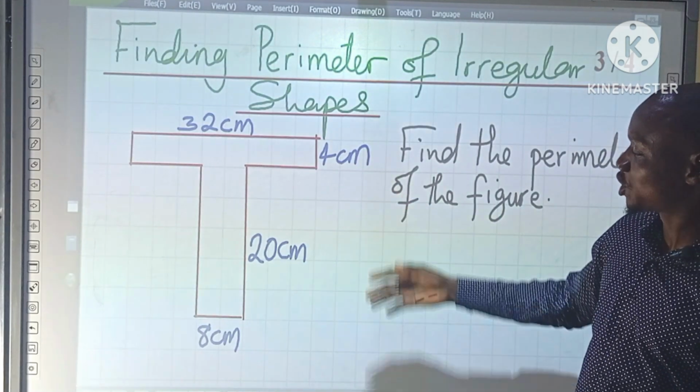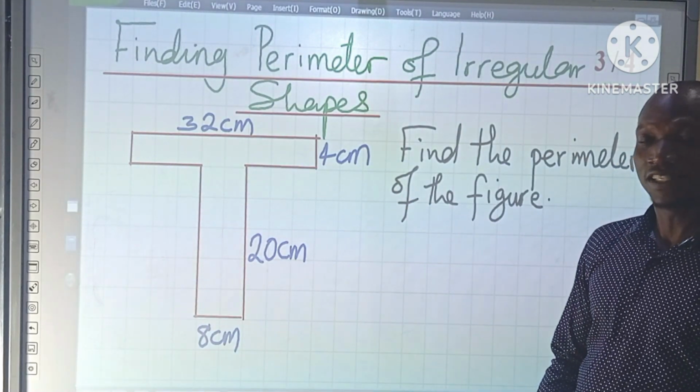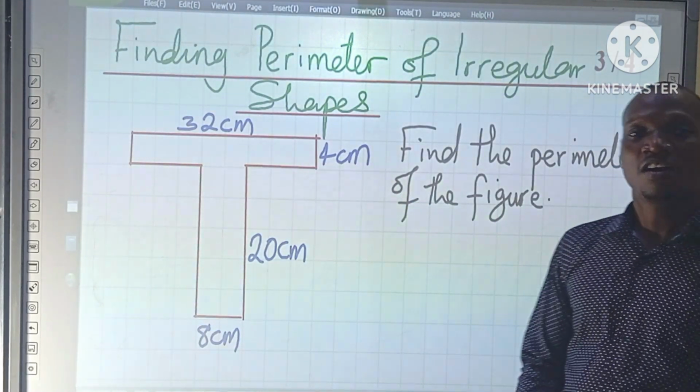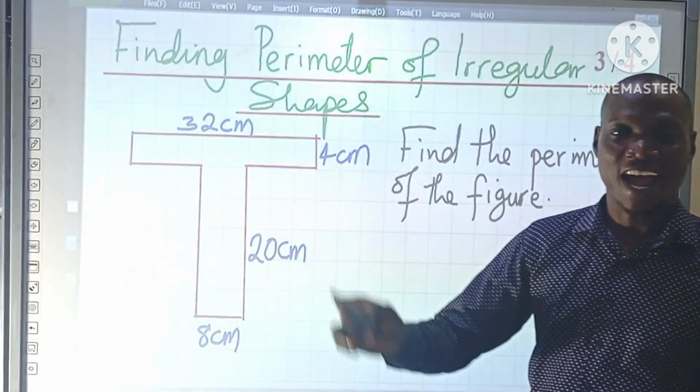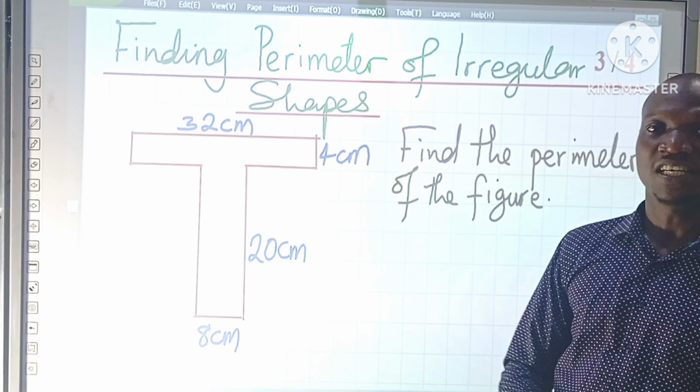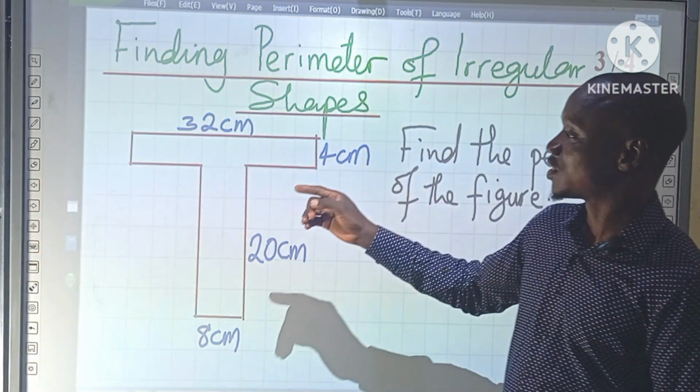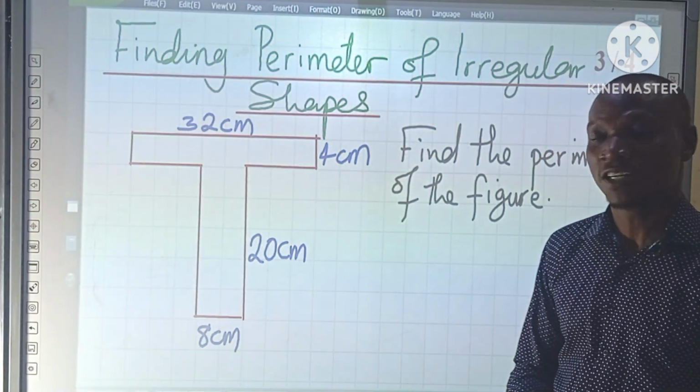Now, the first irregular shape on the board is just like a T-shape, and whenever you're looking for the perimeter of a shape, all the sides must be given. It means you must allocate measurement to all the sides.